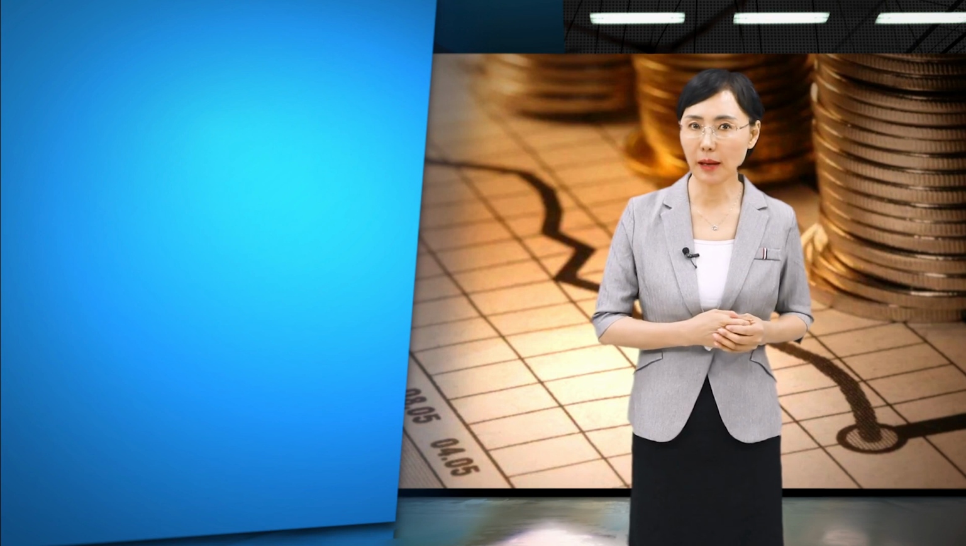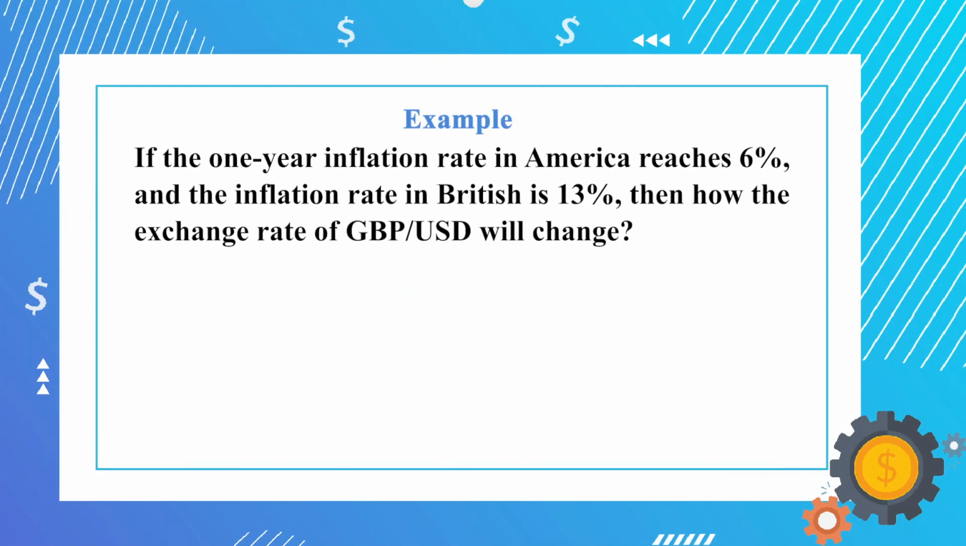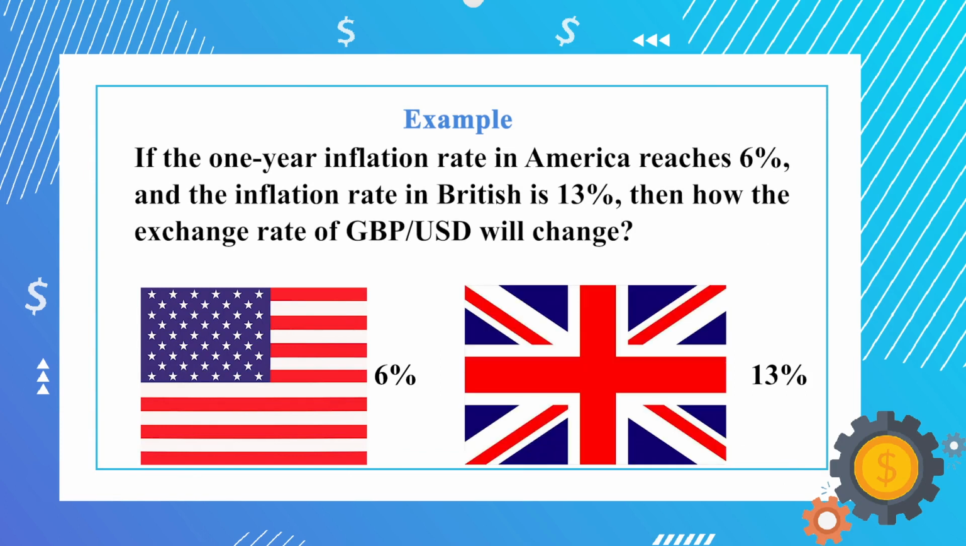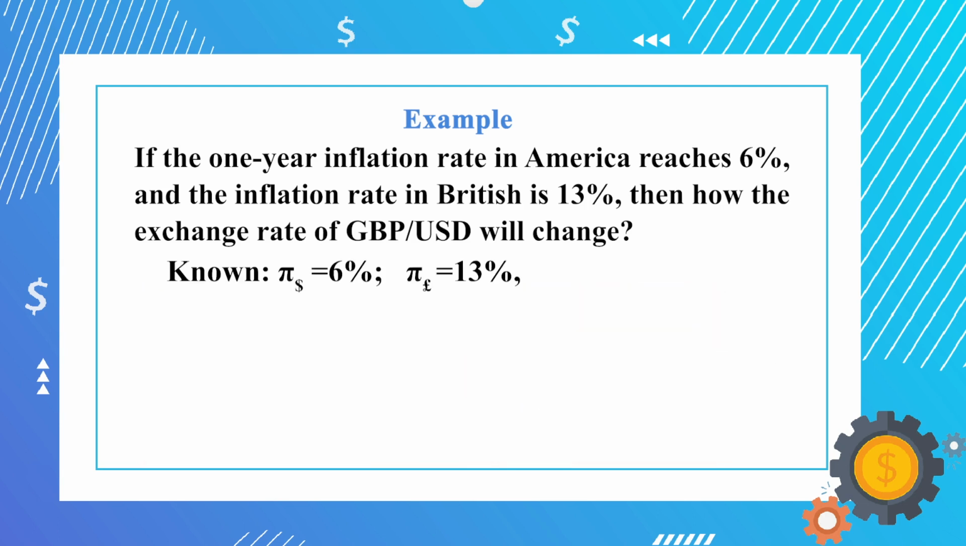Here is an example. If the one-year inflation rate in America reaches 6% and the inflation rate in Britain is 13%, then how will the exchange rate of the British pound and US dollar change? It is a mini calculation. Let's put down the known inflation with mathematical symbols. Known: pi_US dollar equals 6%, pi_British pound equals 13%.